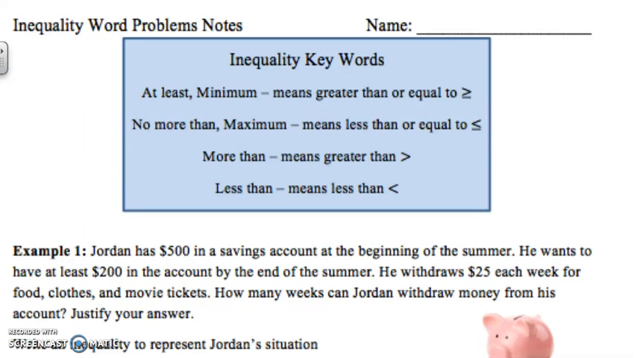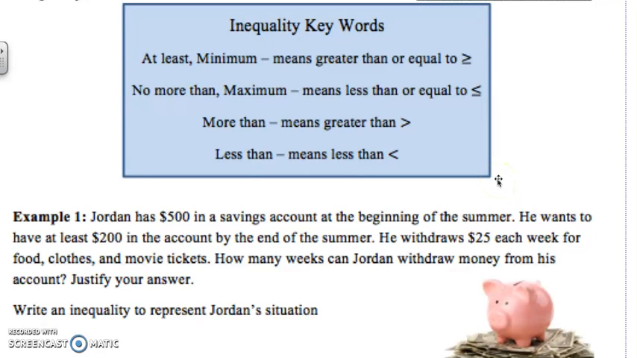Okie doke, so we're going to work on inequality word problems now. Here are some keywords to help you decide which inequality sign to pick, because that's really the hardest part. If it says at least or minimum, that means you're probably going to have a greater than or equal to sign. If it says no more than or max, that means it can be less than or equal to. And if it says more than, that's typically a greater than sign. Less than means you have to do less than it, so it's not equal to it.